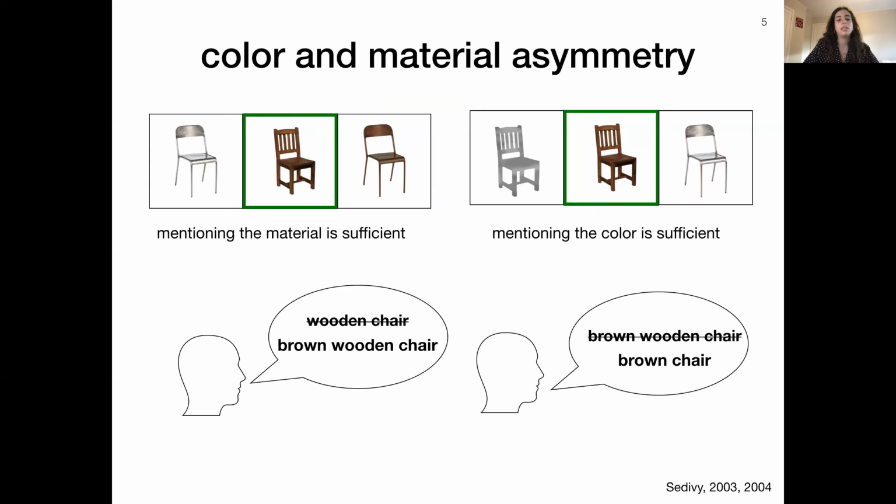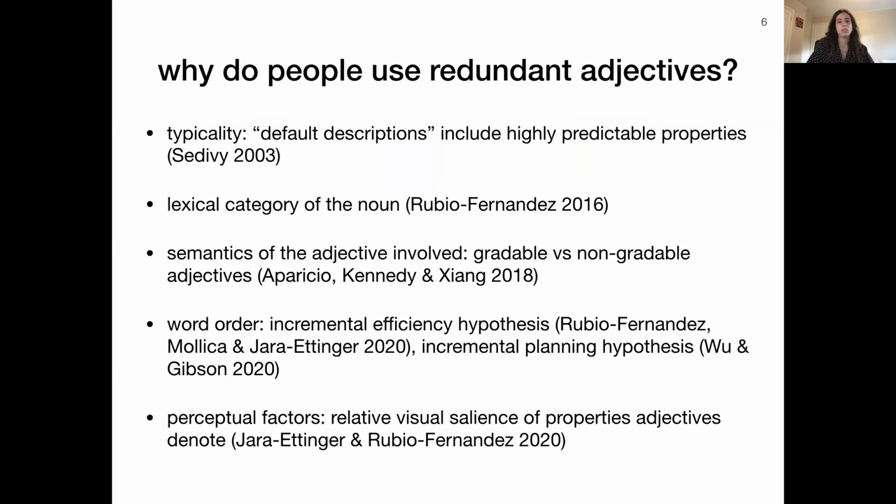And we also see this asymmetry with color and material adjectives. People rarely mention material adjectives in non-contrastive contexts, but they produce color adjectives in such contexts. So why do people use redundant adjectives? There are many explanations offered in the literature for the source of redundant adjective use, including pragmatic, semantic, lexical, and visual ones. It's been shown that typicality of the property for the object is an important factor.